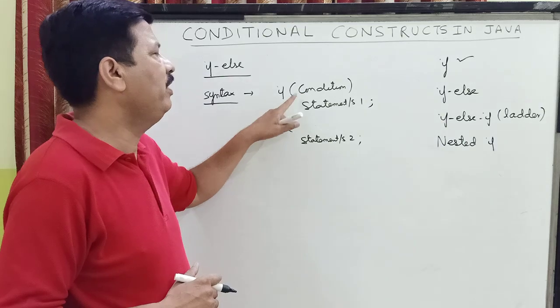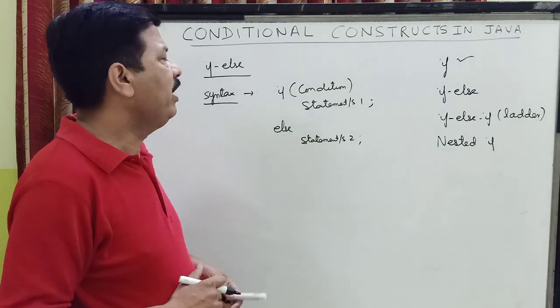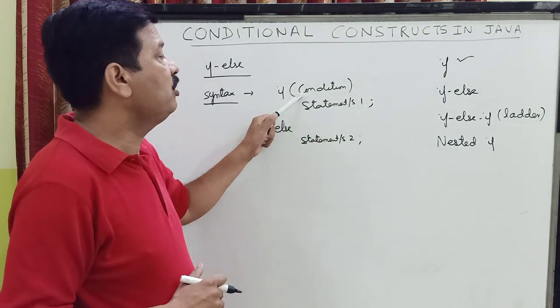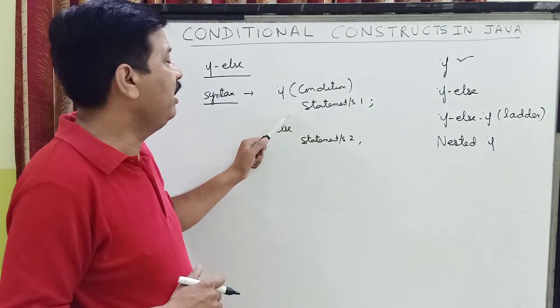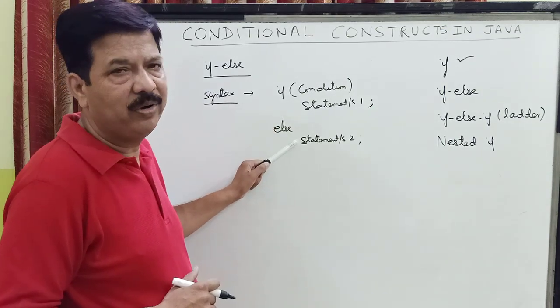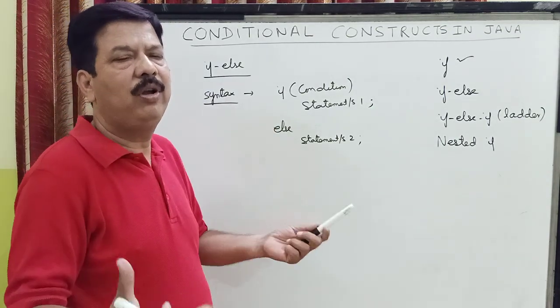If the condition is true, this statement gets executed. If the condition is false, then else gets executed. So else is for the false condition.